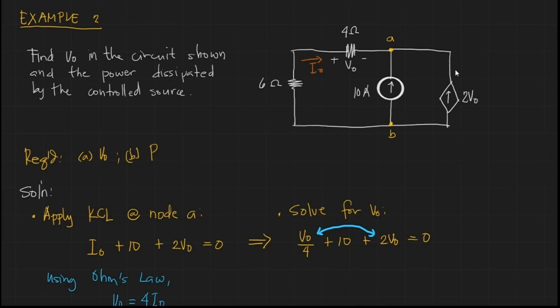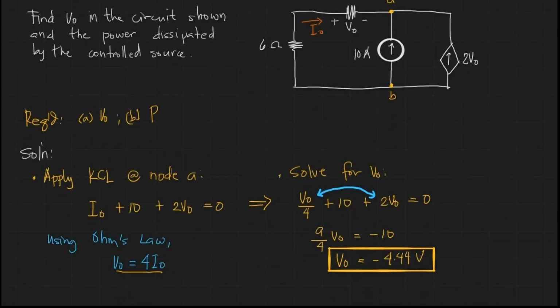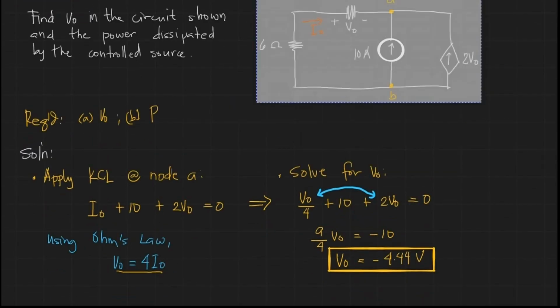Since pareho sila may VO, we just combine them. So 4 times 2 equals 8 plus 1 is 9. So that is 9 over 4 VO plus 10. So ilipat natin, so minus 10 na siya. And in solving for VO, we can say that VO is simply equal to 4.44 volts. So 4.44 volts ang value ng ating VO.